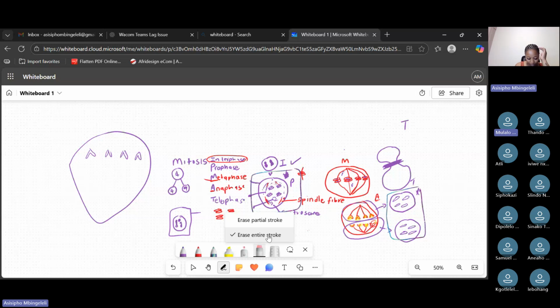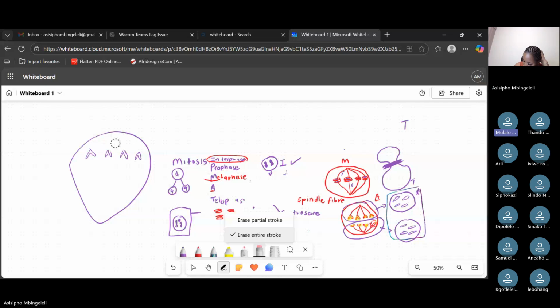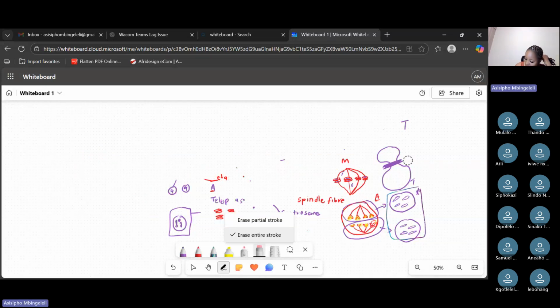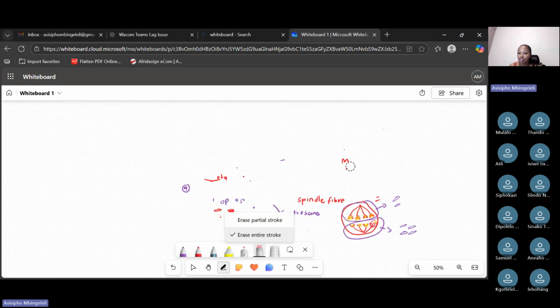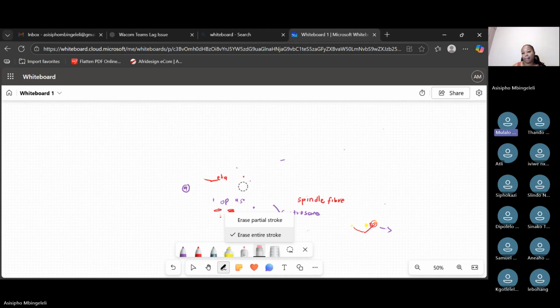Okay. Ma'am, can we have key points on telophase before we move to meiosis? Okay, for telophase, two daughter cells are formed, or two identical. The word identical needs to be there. Sorry about that. Two identical daughter cells are formed.